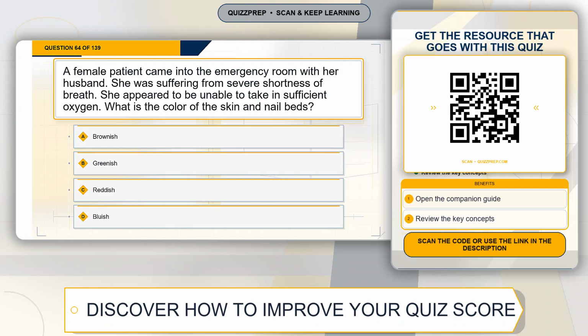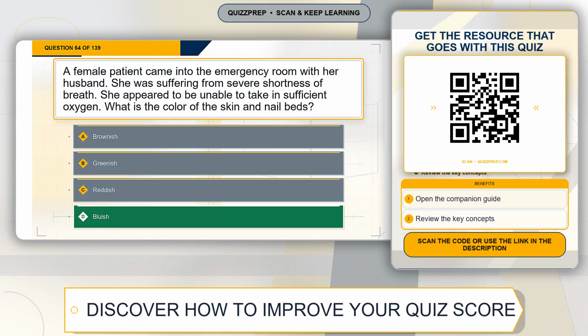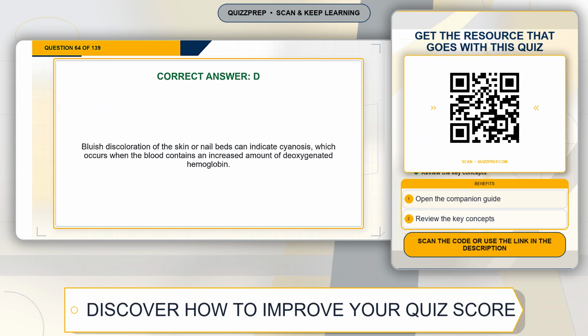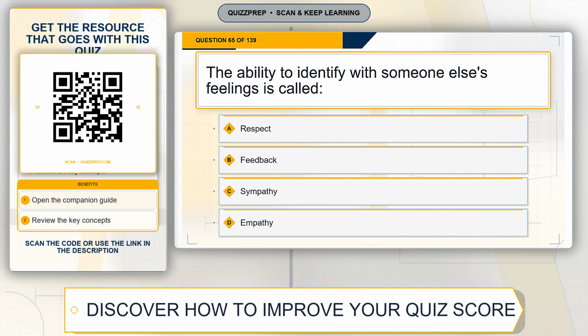Question 64. A female patient came into the emergency room with her husband. She was suffering from severe shortness of breath. She appeared to be unable to take in sufficient oxygen. What is the color of the skin and nail beds? Option A, brownish. Option B, greenish. Option C, reddish. Option D, bluish. The correct answer is option D, bluish. Explanation. Bluish discoloration of the skin or nail beds can indicate cyanosis, which occurs when the blood contains an increased amount of deoxygenated hemoglobin.